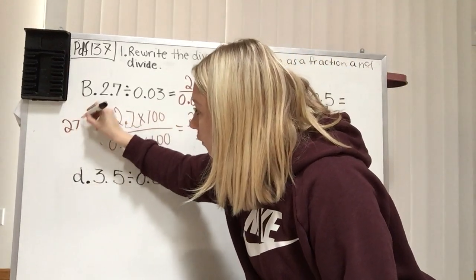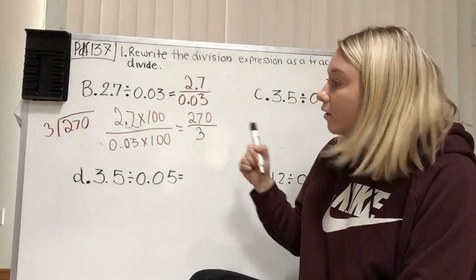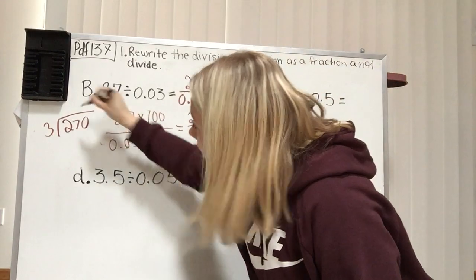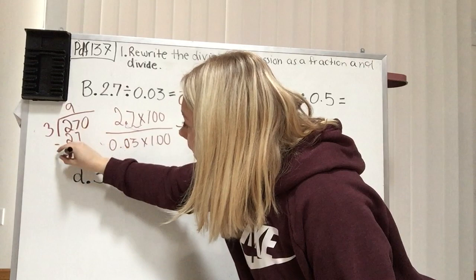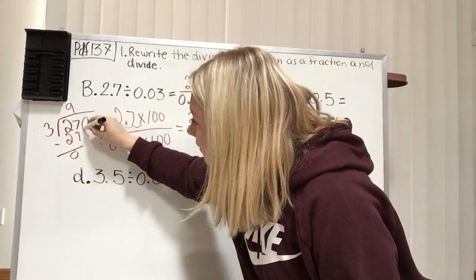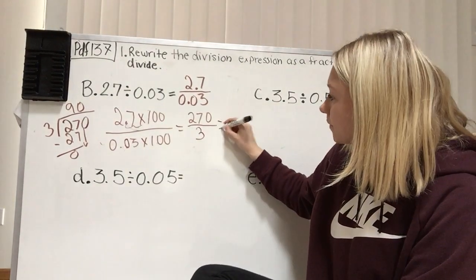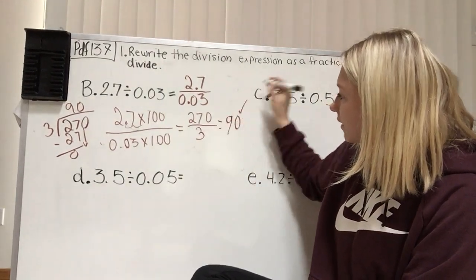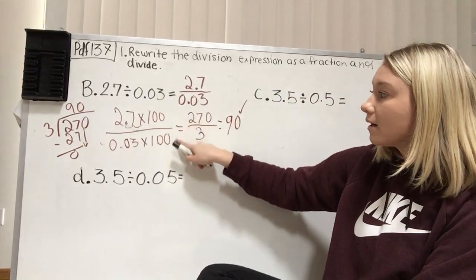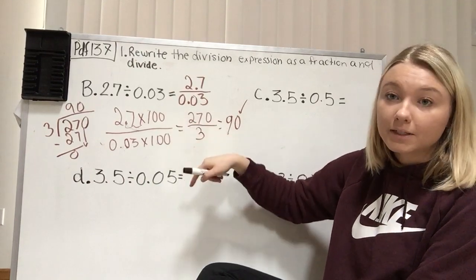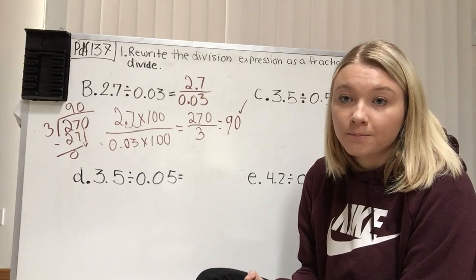If I need to, I can go over here and do 270 divided by 3. I know that 3 goes into 27 9 times. So 9 times 3 is 27. I subtract, that's 0. I have to bring down the 0, so 90. Okay, and then that's our answer. And if you multiplied the top and bottom numbers, the numerator and denominator, you'll know you did it right if there are no more decimals left, okay?